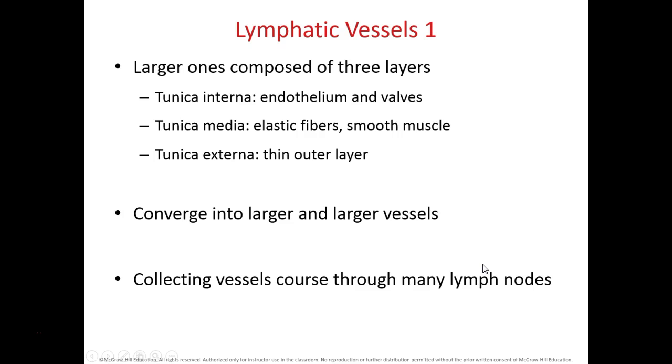All right, so the large lymphatic vessels also have a tunica interna, which is endothelium and valves. It has a tunica media, which is the elastic fibers and smooth muscles, very similar to arteries and veins, and then a tunica externa, which is a thin outer layer. They converge into larger and larger vessels. So they start with the small capillaries and then they get bigger and bigger as they go back up towards returning this fluid to the venous system. Collecting vessels course through many lymph nodes in the process.